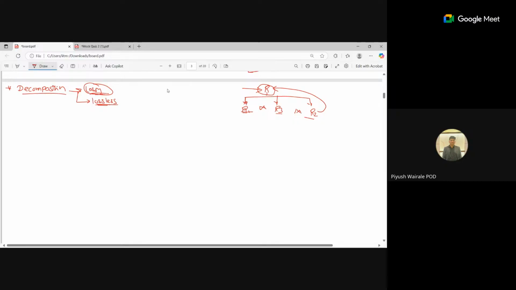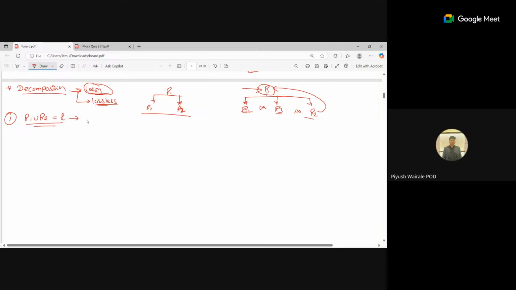That will happen if we don't follow certain conditions. So let's say we have R, and we are decomposing it into R1 and R2. We have three conditions to ensure that our decomposition is lossless. Which are those conditions? R1 union R2 must be equal to R.